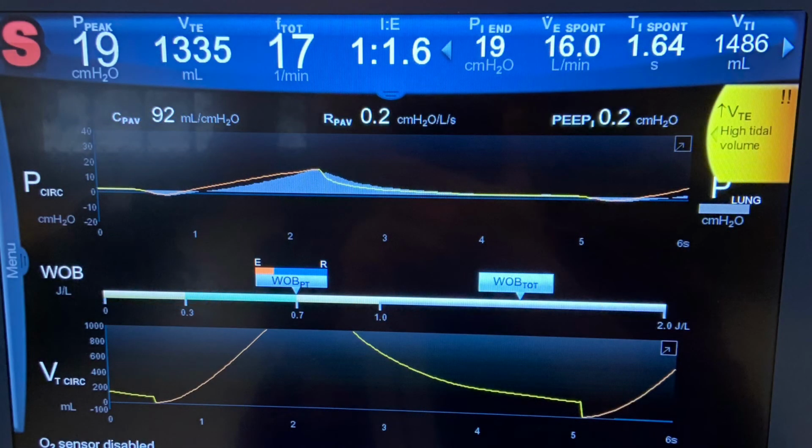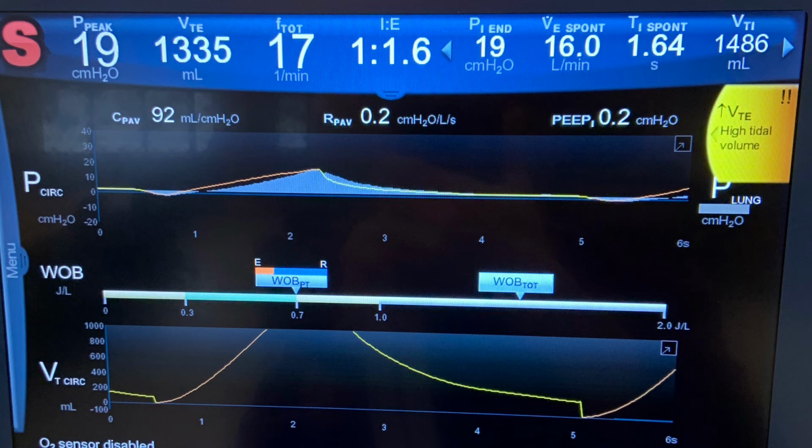I then increased the percent support from the ventilator to 50%. What that means is the ventilator will measure the work of breathing from the patient, and then it will give an identical amount of support from the ventilator on top of that. The total will be 100%. The ventilator is performing 50% of the total work, and I am performing the other 50%.